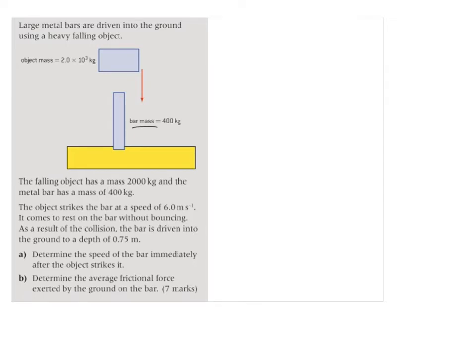It comes to rest on the bar without bouncing. The result of the collision, the bar is driven into the ground to a depth of 0.75 meters. Okay, first we want to find the speed of the bar immediately after the object strikes it.